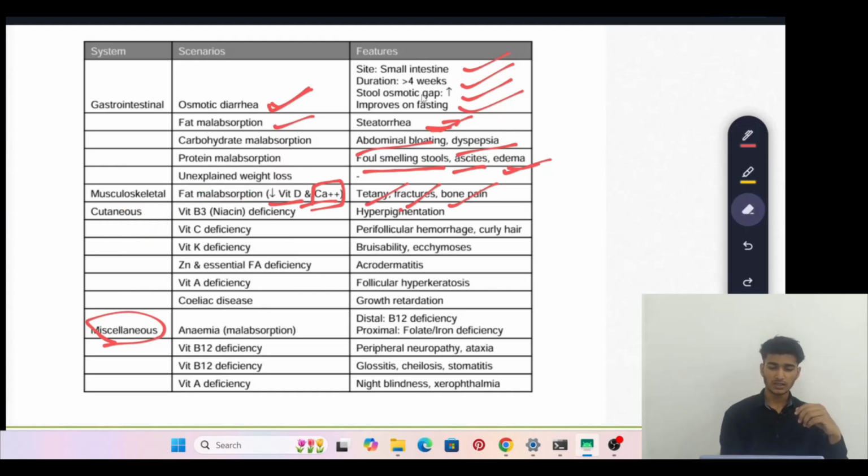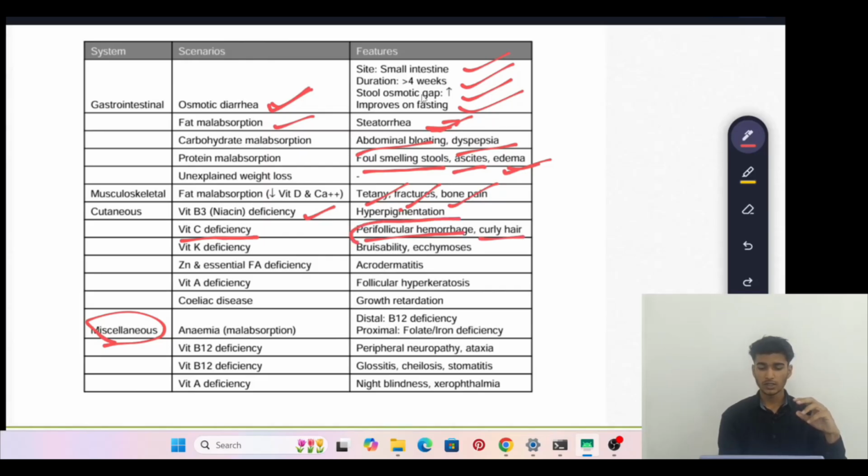Then there is the cutaneous system. What happens there? If vitamin B3 is deficient, it will lead to hyperpigmentation as well as pellagra. Pellagra causes dermatitis, diarrhea, and dementia. And then there is vitamin C deficiency. If vitamin C is deficient, it will cause perifollicular hemorrhage and curly hair.